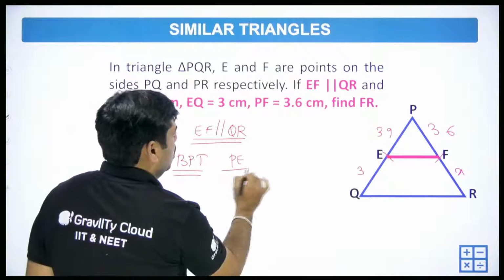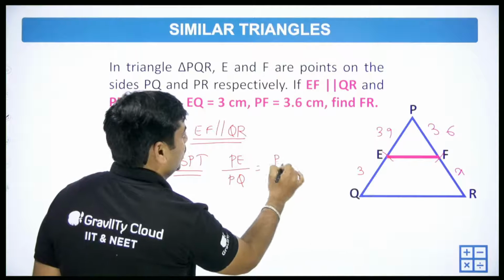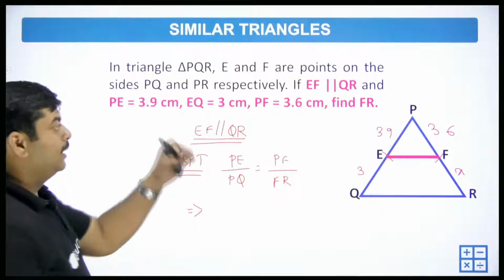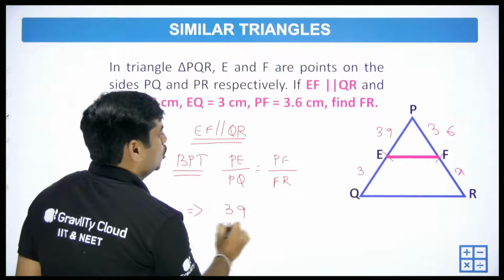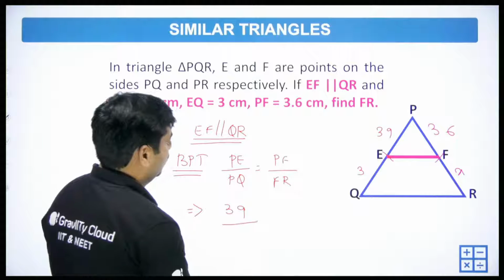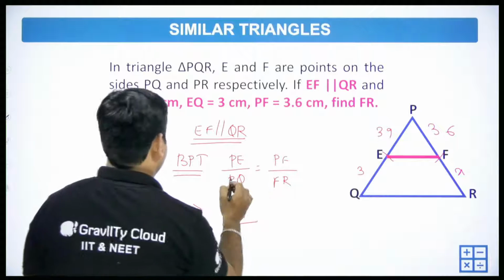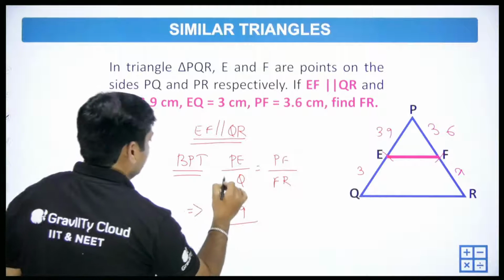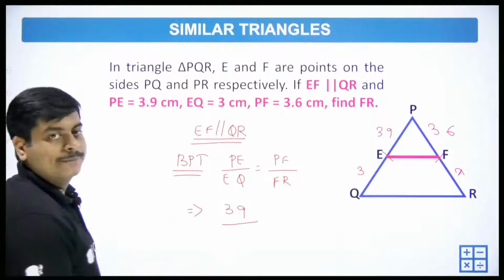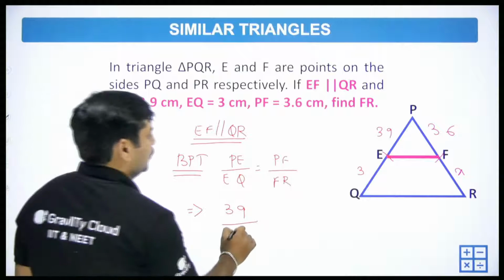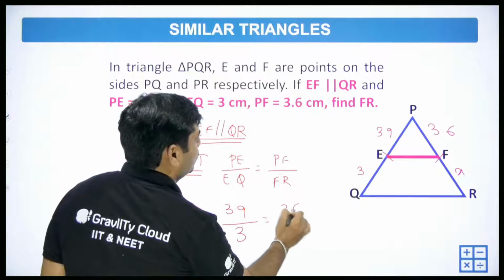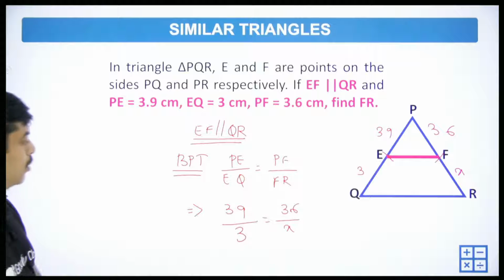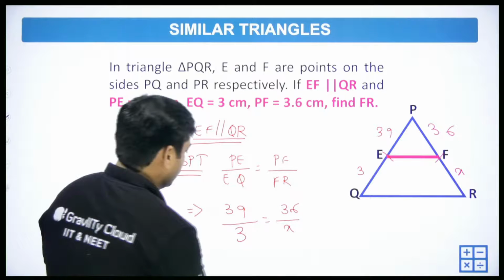PE by EQ is equal to PF by FR. So PE is 3.9, and EQ is 3 centimeters, equal to PF, 3.6, by FR, which is x. Let's keep it as EQ, not PQ, so that we will get FR directly. So we can go ahead like this. Can we cancel anything? Let us see.